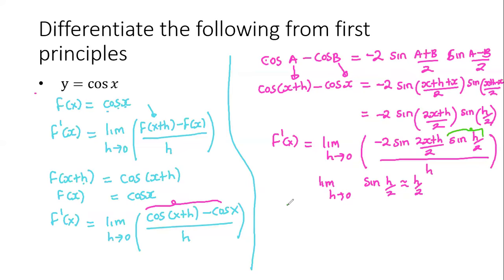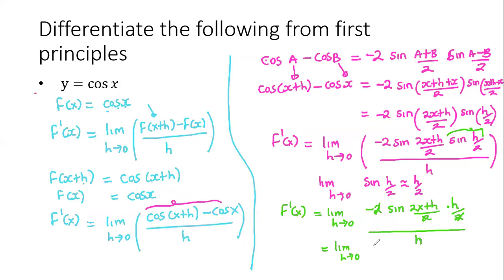So at that point, we shall say that f prime of x will equal the limit as h tends to 0 of negative 2 sine of (2x plus h) out of 2, and then I'll have here my h out of 2, everything divided by h. Now you can do your math. These 2s can reduce, and this h and this h can reduce. So at the end of the day, you remain with the limit as h tends to 0 of negative sine of (2x plus h) out of 2. And that is f prime of x.